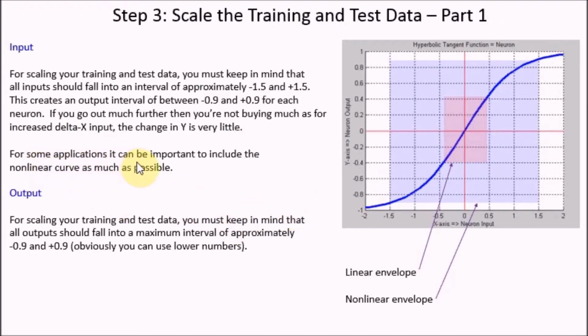For some applications, it can be important to include the nonlinear curve as much as possible, and this is gained by experiments and empirical testing. So for scaling your training and test data, you must keep in mind that all output should fall into a maximum interval of approximately minus 0.9 and plus 0.9. You would want to put your output data somewhere here, because you don't want it to go off into this very static, swampy region that doesn't do anything. You can make them smaller, but don't go much further beyond that, or you're not going to get much movement as far as the ability of the data to change, or the neural network to come up with different solutions.